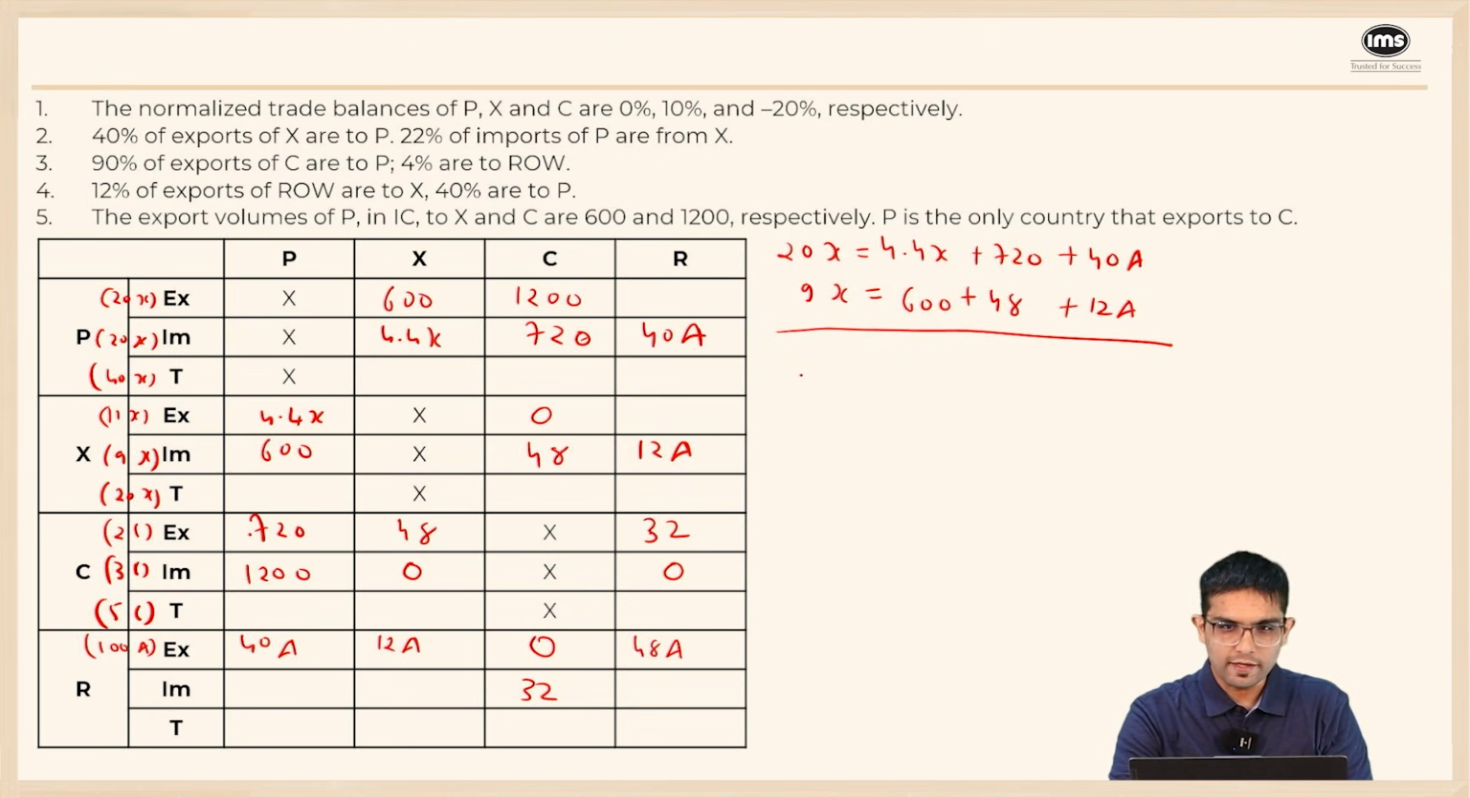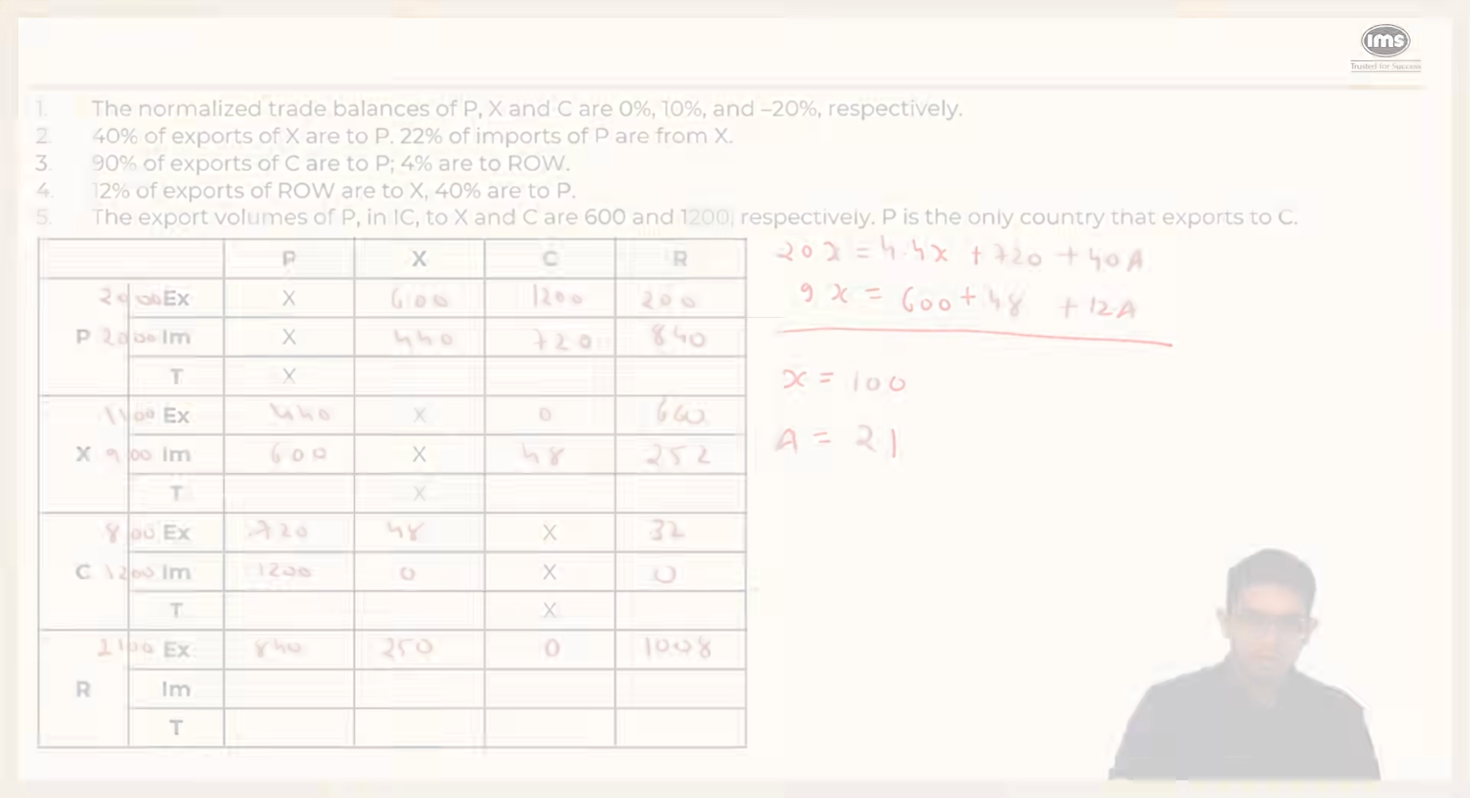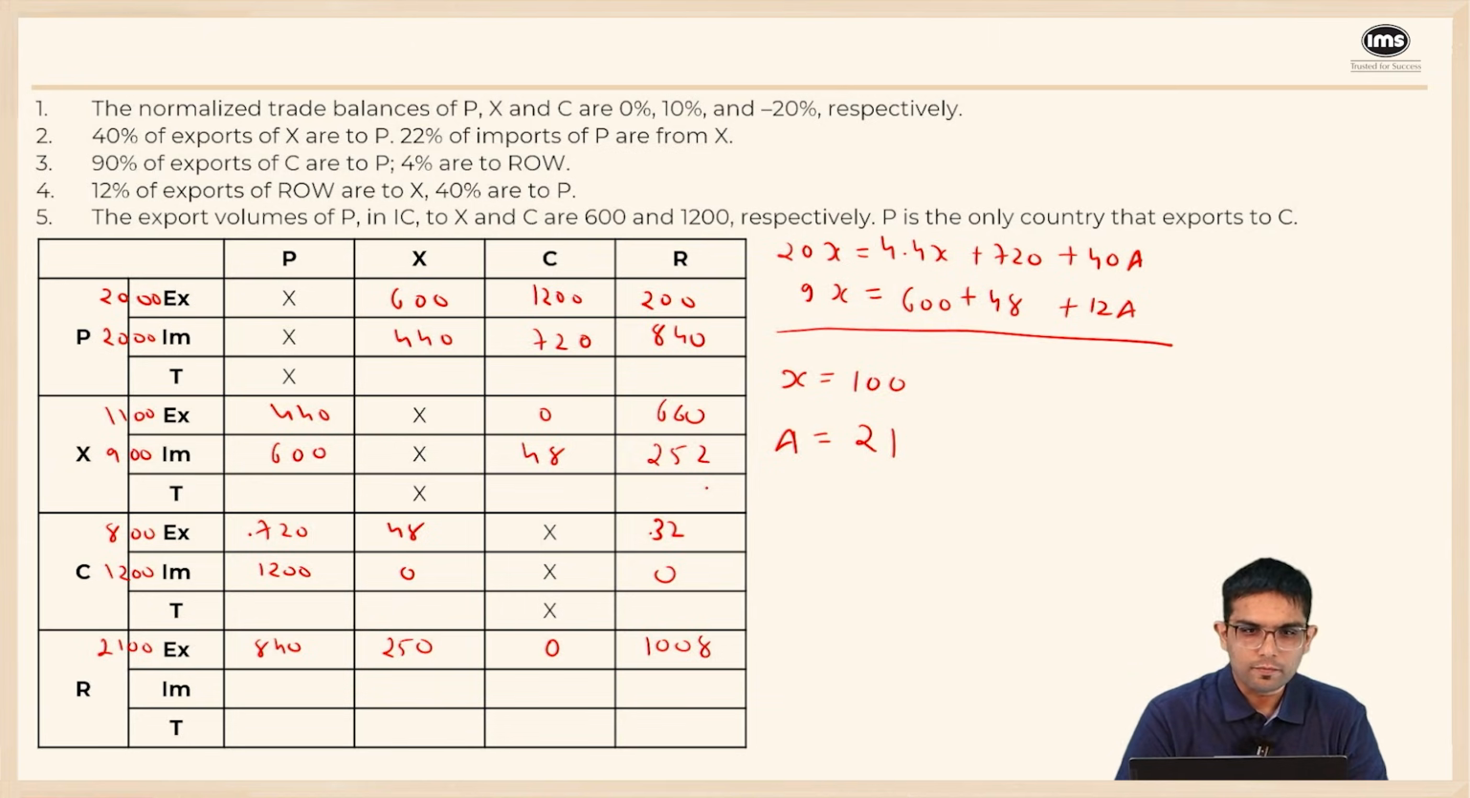When we solve for x and A, we will get x is equal to 100 and A is equal to 21. So now we'll put x is equal to 100 and A is equal to 21 in this entire table, and this table will look something like this. Now with this table looking like this, we have got all the things in numbers. If we need to find out something else, we'll find out during the questions. Let's go and try to solve each question one by one.